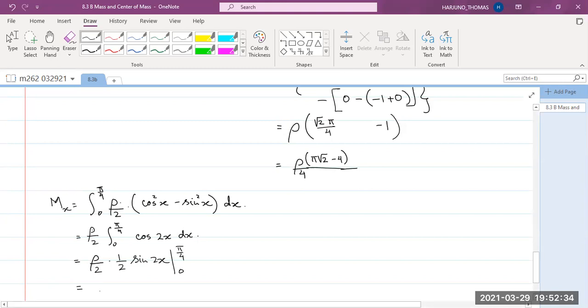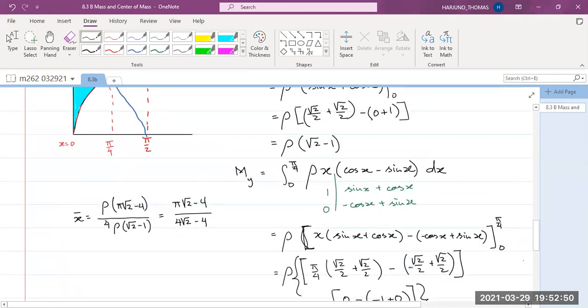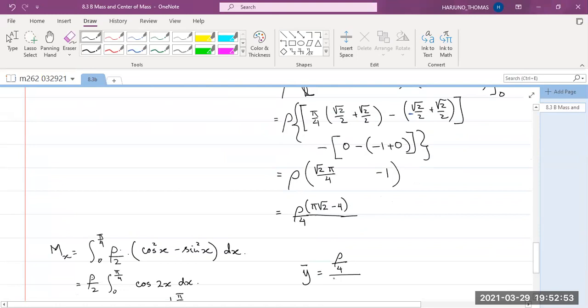Okay, then we will get rho over 4. Sine pi over 2 is 1, sine 0 is 0. So then y bar, therefore, equals rho over 4 over rho times rho times radical 2 minus 1. So that is 1 over 4 times radical 2 minus 1.